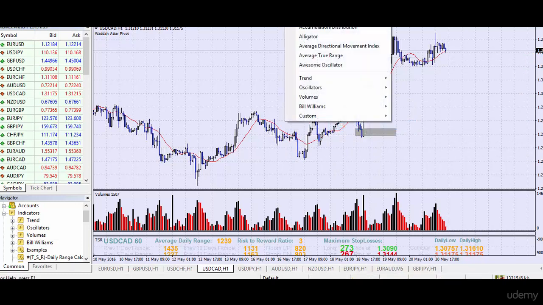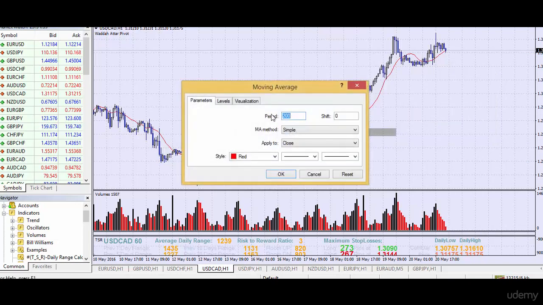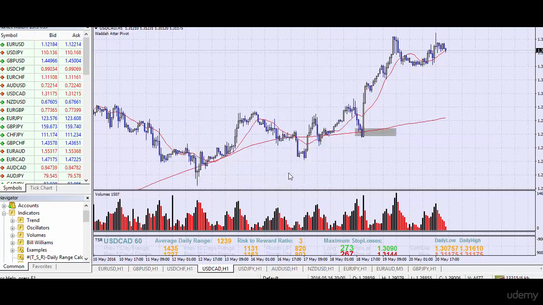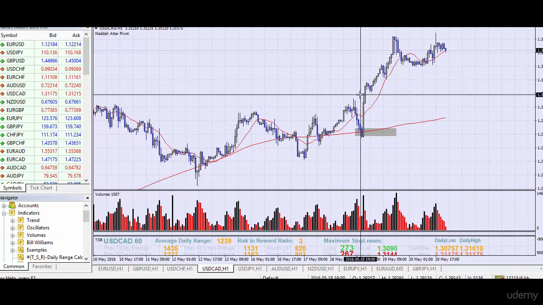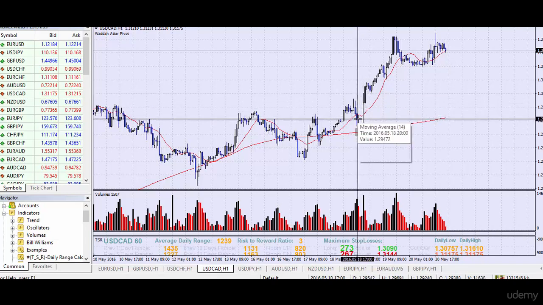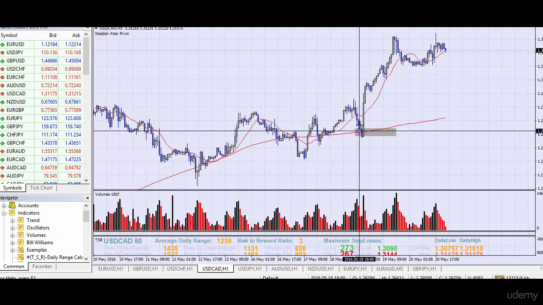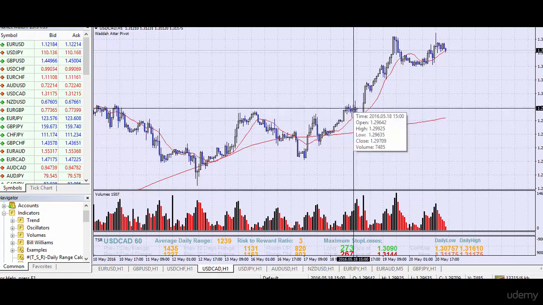Also, we're going to use the 200-day moving average. So trend, moving average, and we're going to use a 200-day moving average. Bingo. See this? So this is a good price to enter the market based on the sentiment. If we know that on May the 18th, the sentiment for the US dollar is strong and the sentiment for the Canadian dollar is bearish, then we're looking to buy the USD CAD at a good price.